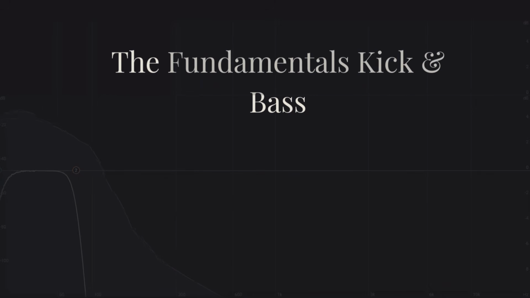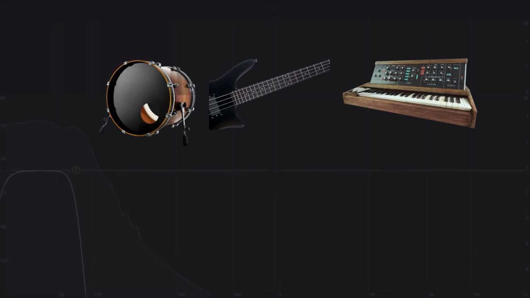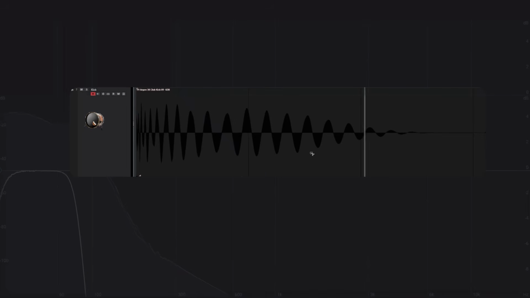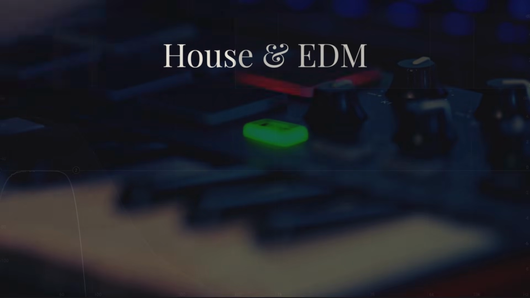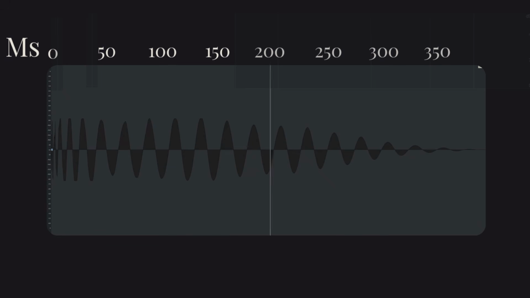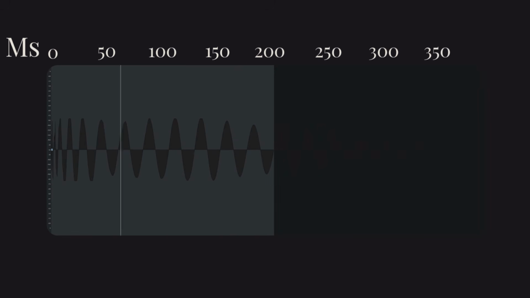40 to 80 Hz. The fundamentals, kick and bass. This is where the actual music notes of the kick and bass live. If this range isn't balanced, everything falls apart. This is also where your kick length matters, especially in house and EDM genre. On a 4 on the floor kick that's too long, over 250 milliseconds depending on tempo, it will smear the groove and ring too long on big PA systems. Shorten the tail and the whole track suddenly feels faster and cleaner.